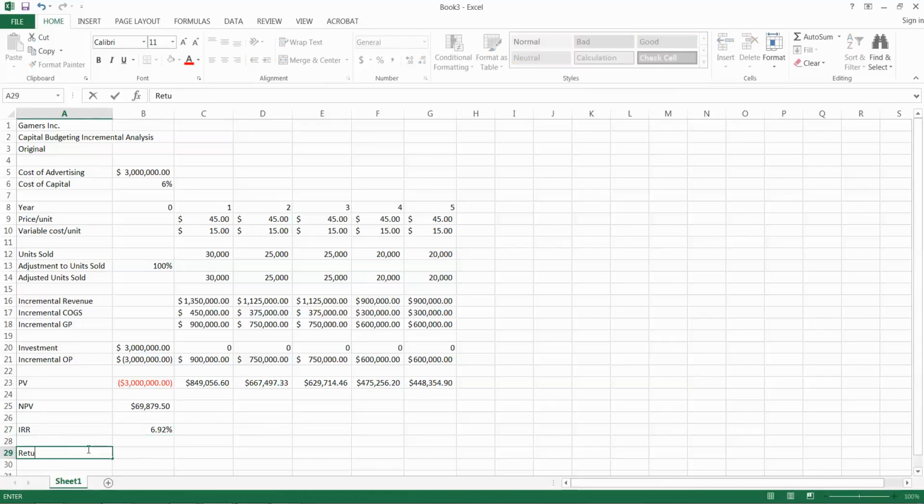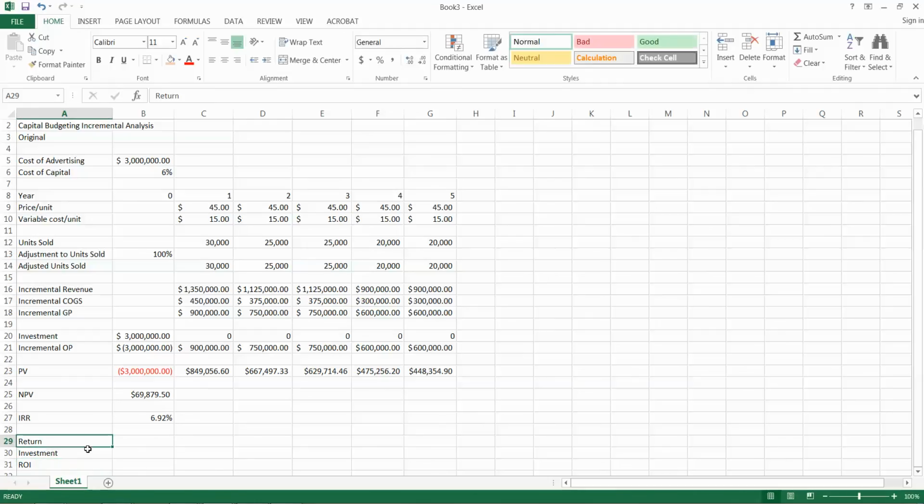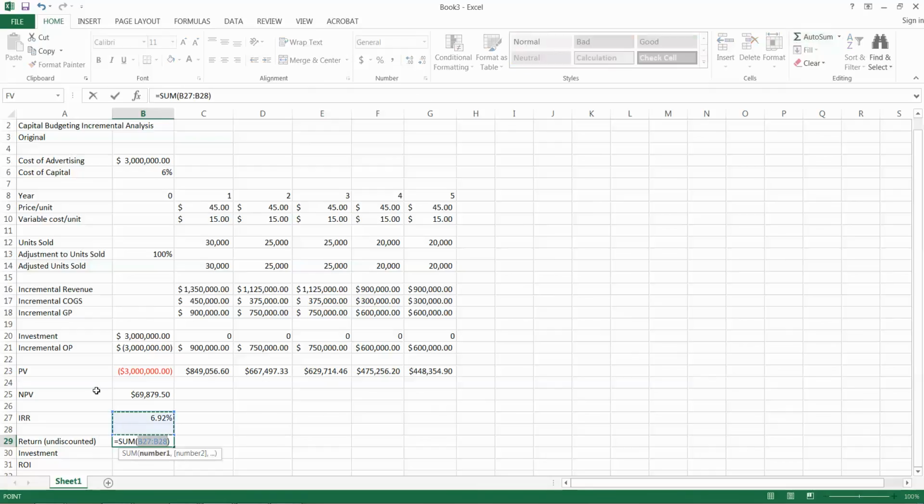And then finally, let's tackle our return on investment. And the 3 components of that are return, investment, and then you can calculate your ROI. In this case, we're going to calculate the undiscounted. So we're going to use, again, this incremental operating profit line when calculating our return. And our return is simply the sum of all of the undiscounted cash flows. We spent $3 million, we got $900, $750, $750, $600, and $600 back. What does that equal? Well, we do sum, and we know that it is worth $600,000.